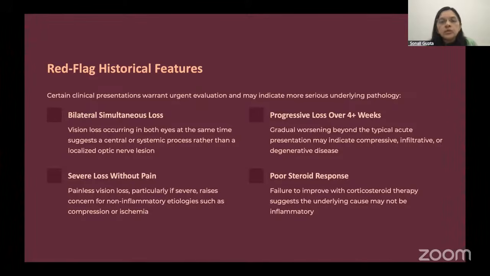But if there is a gradual worsening beyond this period, then it can indicate other more sinister causes like a compressive infiltrative lesion. And we mentioned that it can be a painful cause in a typical optic neuritis, but a pain which is out of proportion to his symptoms, which is very severe, can also signify compressive lesion, which might be involving the other nerves causing this pain. And if we have decided to start steroids, thinking it is an inflammatory cause, and he is not responding, then still again we need to look into other causes.